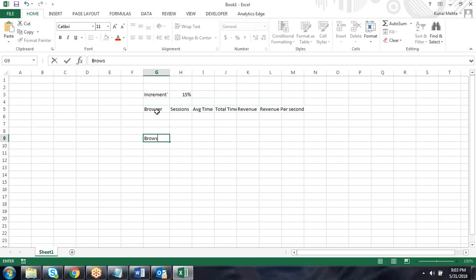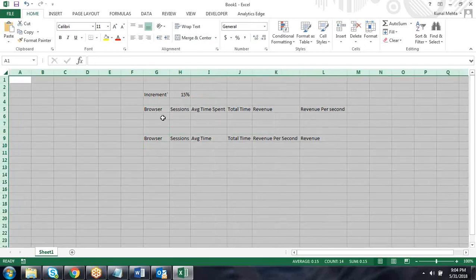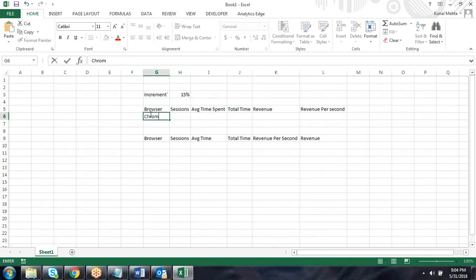This is again browser, sessions, average time, total time, revenue. Sorry, revenue per second, and this is revenue. All right. Let's go ahead and put this thing over here. Now this is Chrome and this is IE.